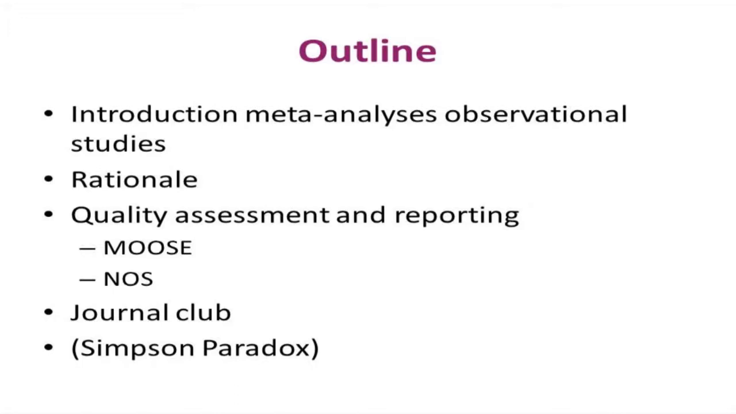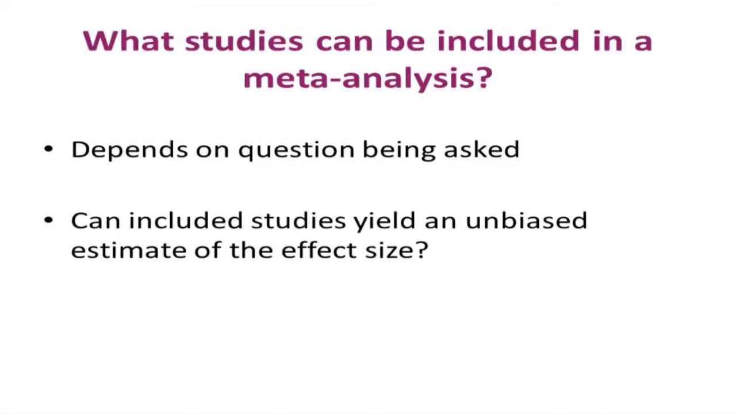Then we're going to do a journal club, and if we have some time left at the end, we're going to talk about the Simpson paradox. If we don't have time left at the end, I suggest that you Google or do anything to read about the Simpson paradox, because that's important to know what that is, and it's quite easy to grasp that subject by yourself, I think.